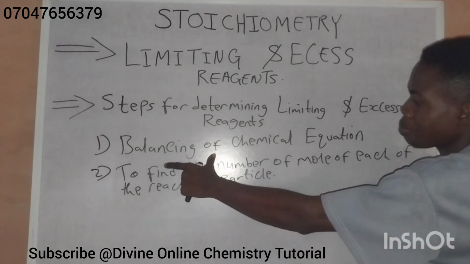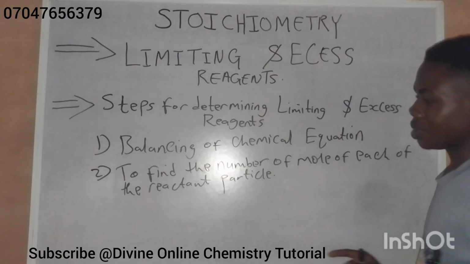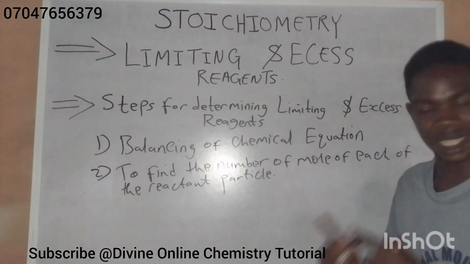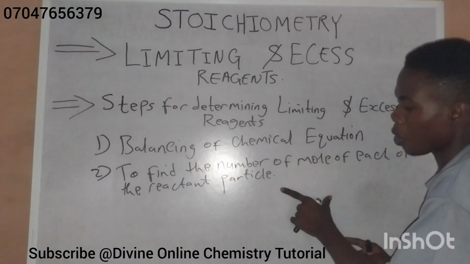So you must first of all balance the chemical equation before we go to find the number of moles of each of the reactants. So you should please take note of this.